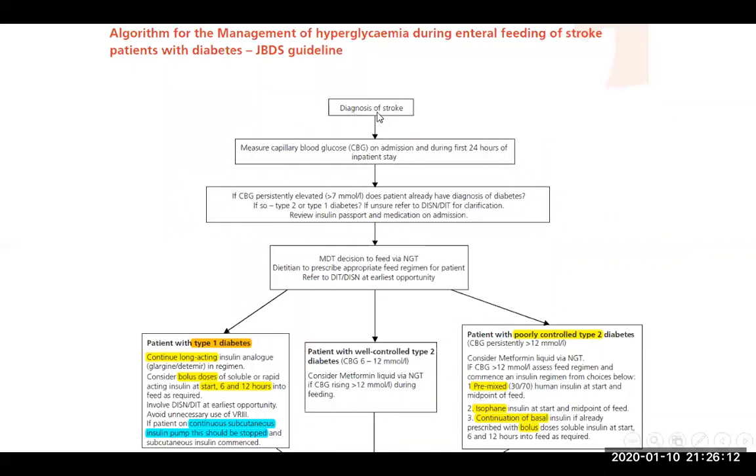Once we diagnose the stroke, we must measure the capillary blood glucose on admission and during the first 24 hours of inpatient stay. If blood glucose is persistently elevated, more than 7, we must determine if our patient is type 1 or type 2 diabetes. If the patient is type 2 diabetes and fully controlled, we have 3 options. Consider metformin liquid via nasogastric tube if blood glucose is more than 12. This is very important: when to initiate metformin liquid via nasogastric tube, if blood glucose is more than 12.